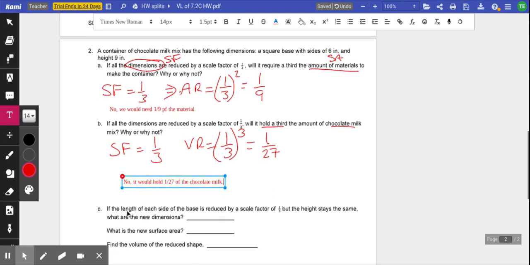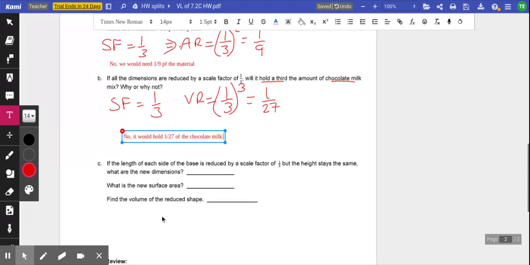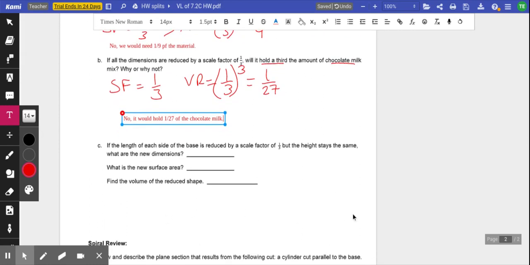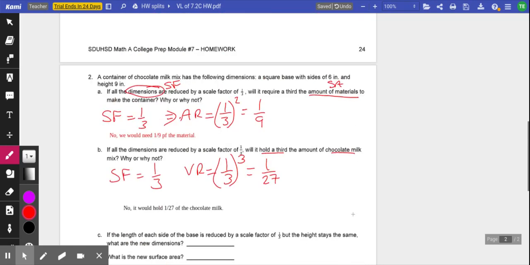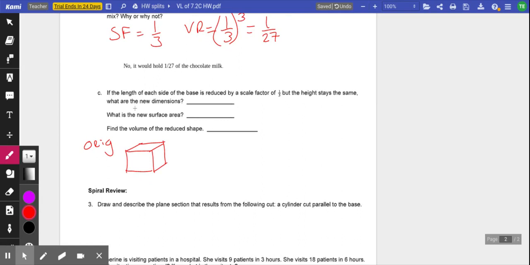Okay, see, if the dimensions of each were reduced by a scale factor of 1/3, but the height stays the same, what are the new dimensions? So this one we're just going to have to work out. So here, I'm going to go ahead and put the original. So originally I had a little rectangular prism, and it had a square base and a height of 9. So 6 by 6 by 9.